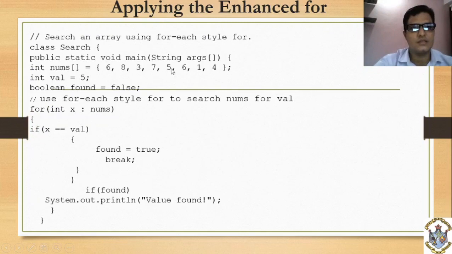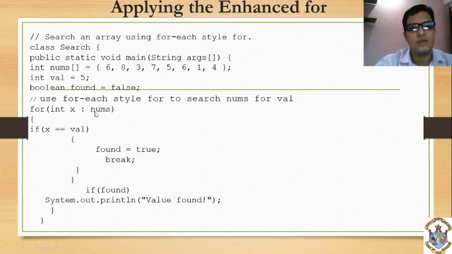Here a sample program exists. Let us see this sample program and you will understand. So here the main method is given. Here nums is a one-dimensional array: 1, 2, 3, 4, 5, 6, 7, 8. The length of nums is 8. Here we have taken the value as 5. I am taking a boolean variable, found, and I am assigning it false.